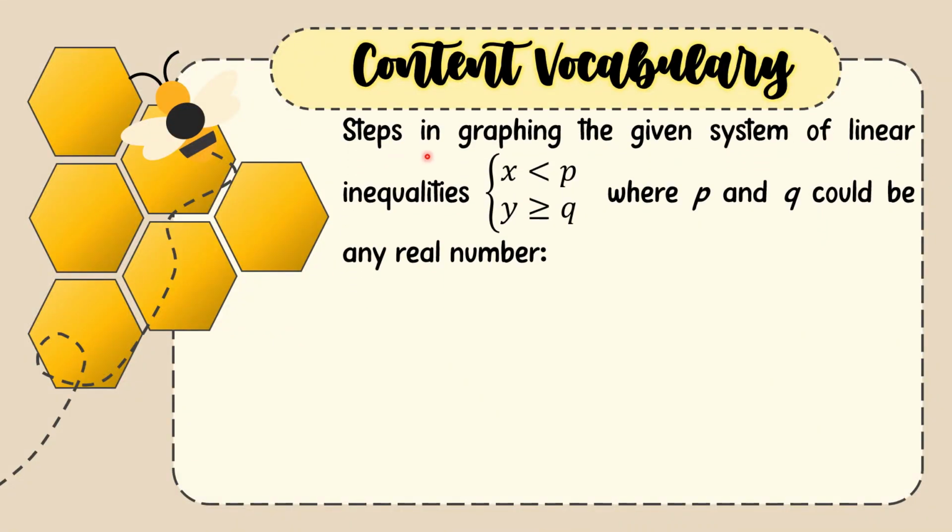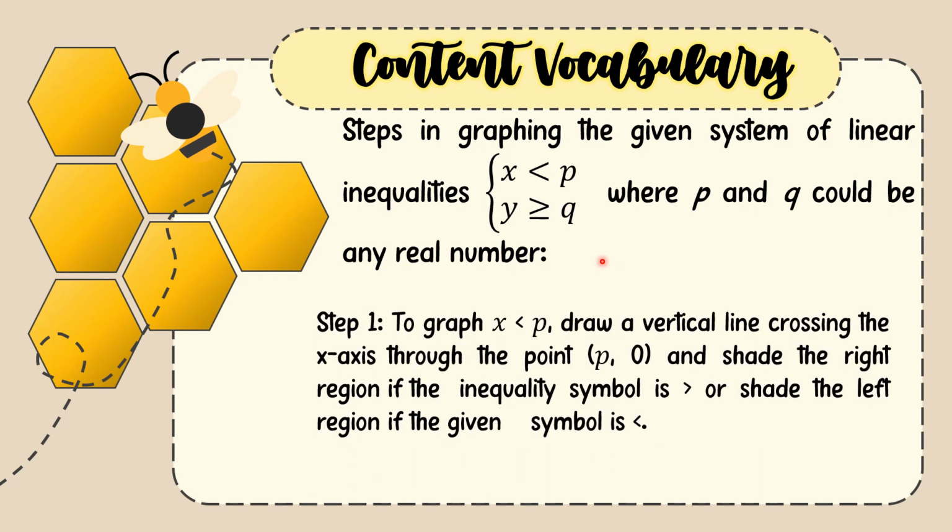Now let's proceed to the steps in graphing the given system of linear inequalities where x is less than p and y is greater than or equal to q, where p and q could be any real number. So here is step number 1. To graph x is less than p, draw a vertical line crossing the x-axis through the point p and 0 and shade the right region if the inequality symbol is greater than, or shade the left region if the given symbol is less than.